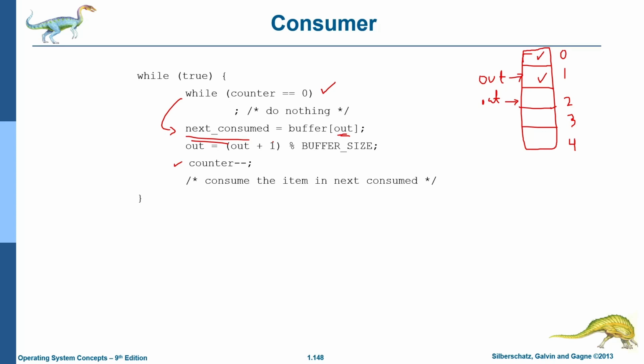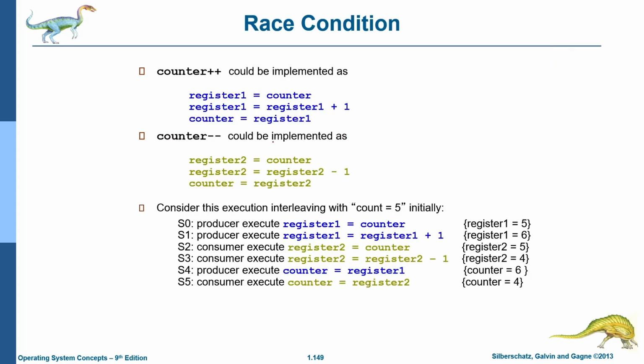Clear? You get an idea how this works, all of you? Okay. So what problem can happen?